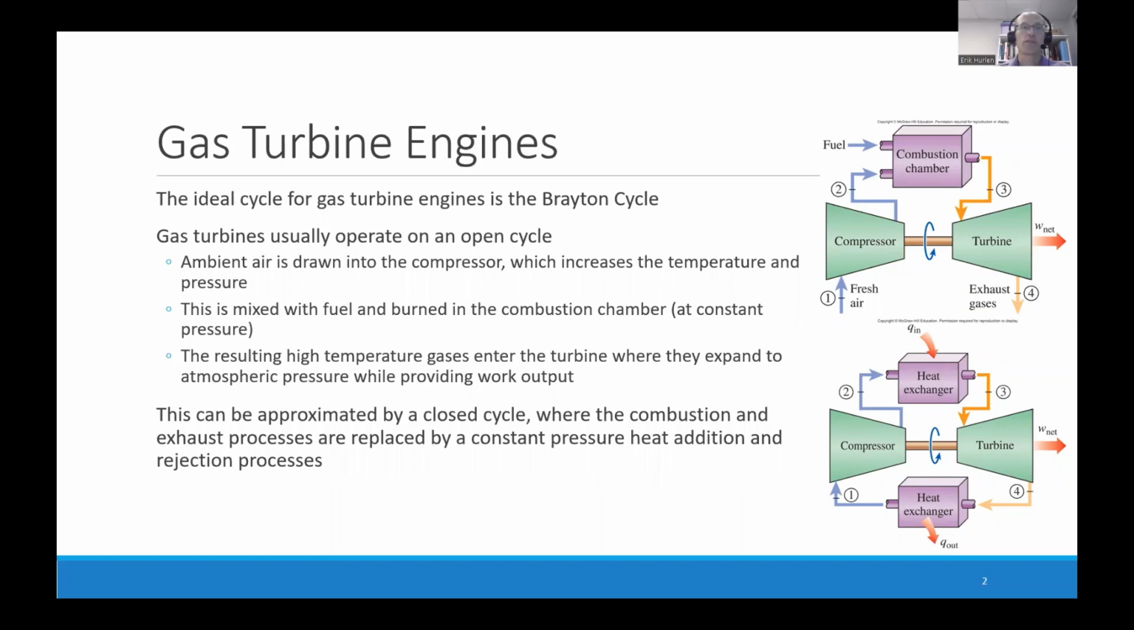Just as was done in the previous video, this can be approximated as a closed cycle, as the air is returned to its original state at the end of the cycle. Therefore, the combustion can be modeled by a constant pressure heat addition process, while the exhaust is approximated by a constant pressure heat rejection process.